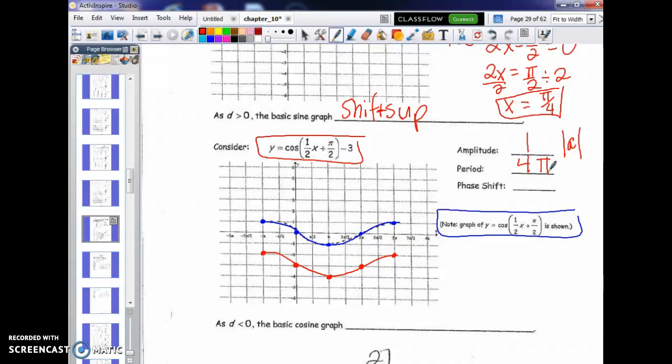My phase shift, we can do it mathematically using the stuff in parentheses, but if I look at it graphically, the first point here is at negative pi for the x. So our phase shift is negative pi. As probably predicted, as d is less than 0, the basic cosine graph shifts down. Okay, let's take a look at the next page.